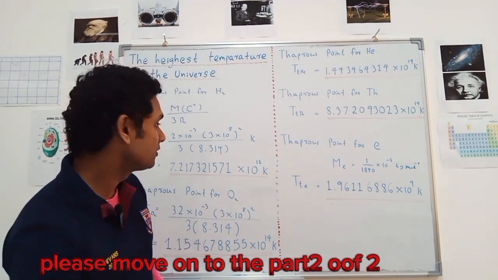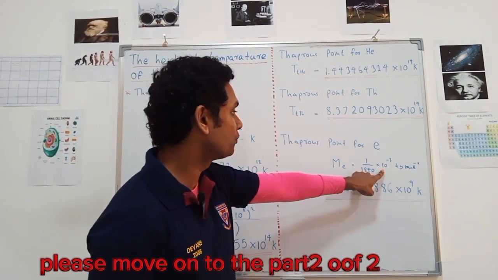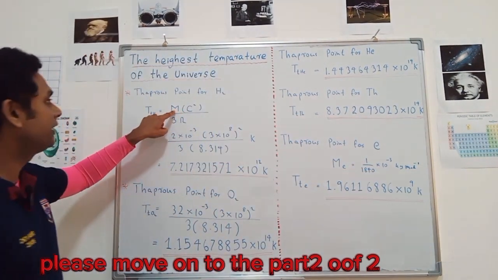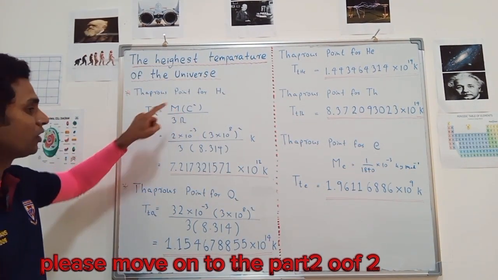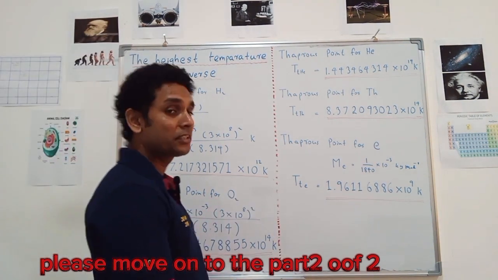So once we apply this particular value here, what will happen? The value will come: the temperature point for the electron.